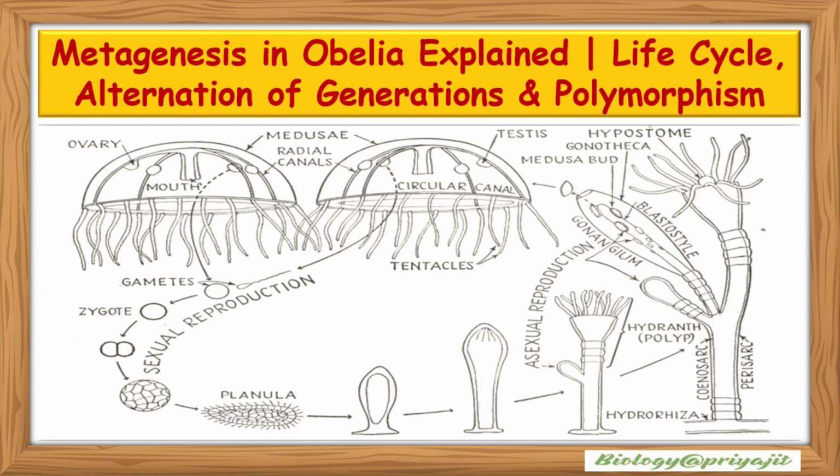You will also learn about its life cycle, development and polymorphism, where different zooids perform specialized functions for survival. By the end of this class, you will understand how Obelia perfectly demonstrates the rhythmic alternation between form and function in the animal kingdom, making it a true marvel of evolutionary biology.